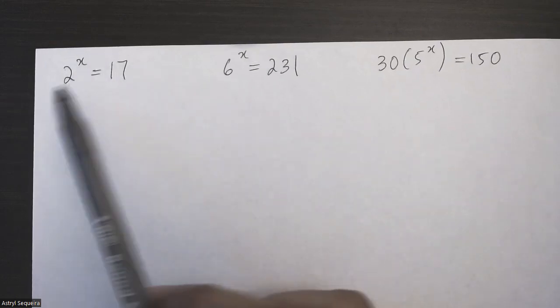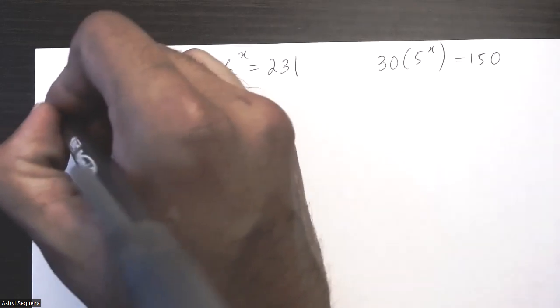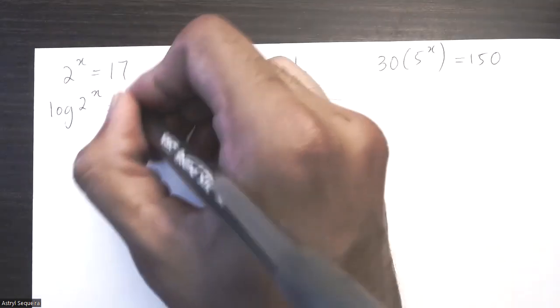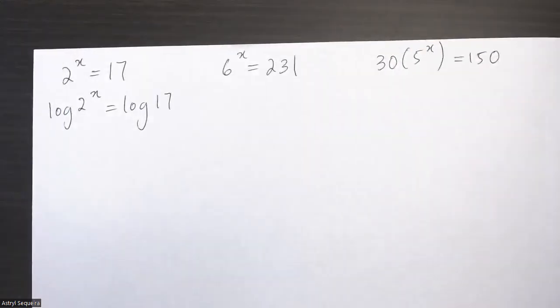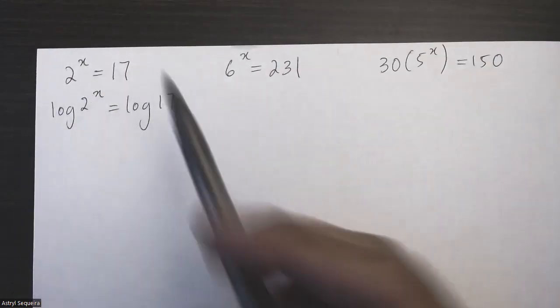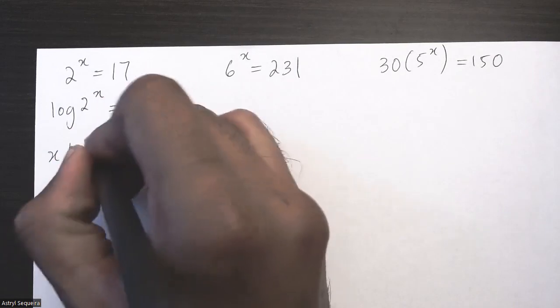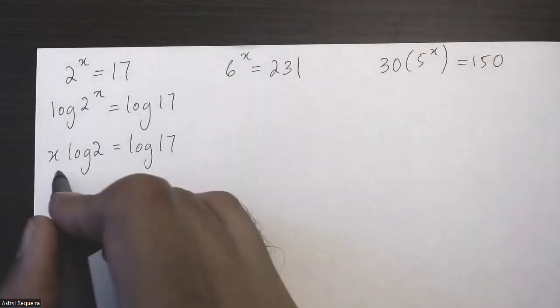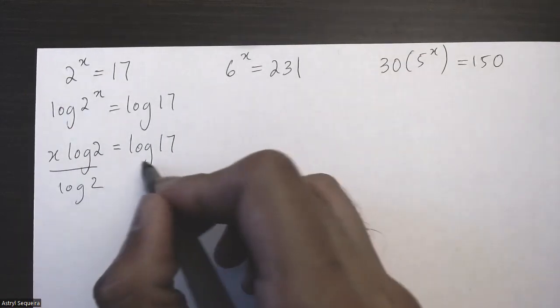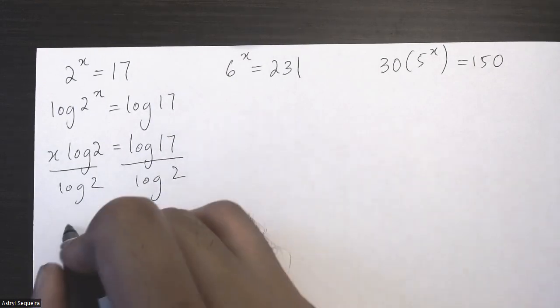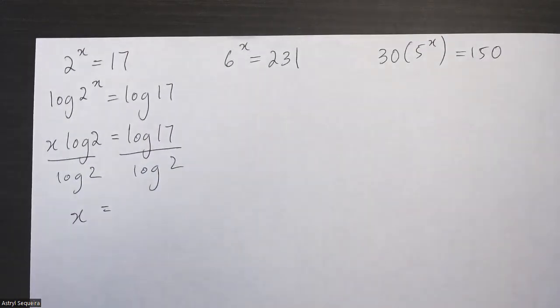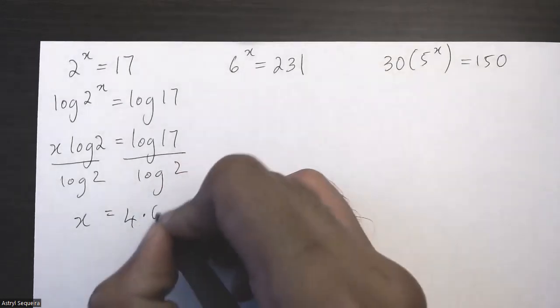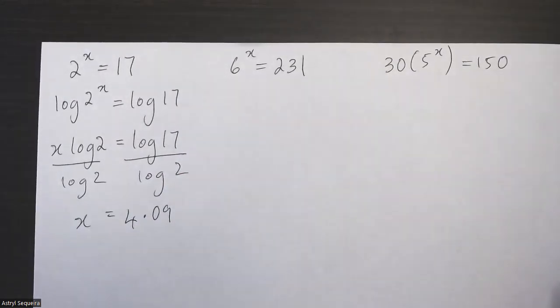So the first thing we want to do in this question is we want to log both sides. And then using the rules of logs, I can bring my exponent down. And then to isolate x, I just need to divide by log 2 on both sides. And I need to put this in my calculator. So log 17 divided by log 2 will be slightly above 4. It's 4.09 if I round to 2 decimal places.